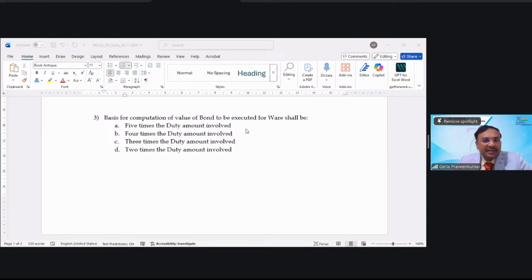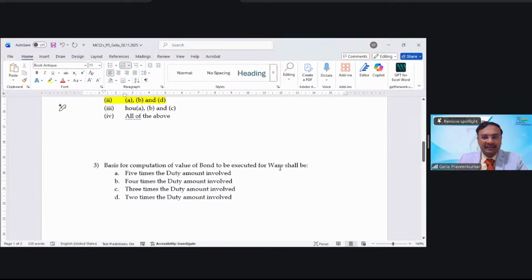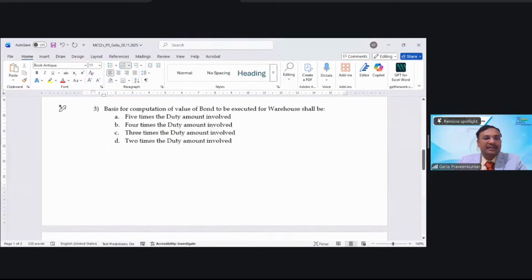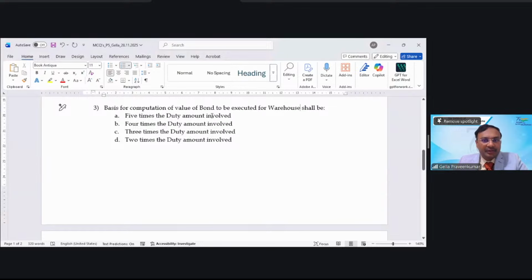Basis for computation of value of bond to be executed for warehouse shall be. Option A, 5 times the duty amount involved; B, 4 times the duty amount involved; C, 3 times the duty amount involved; D, 2 times the duty amount involved.